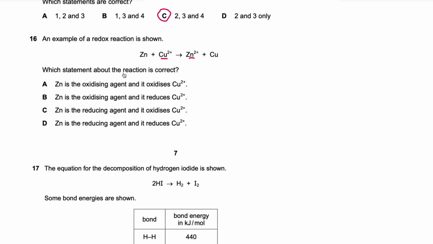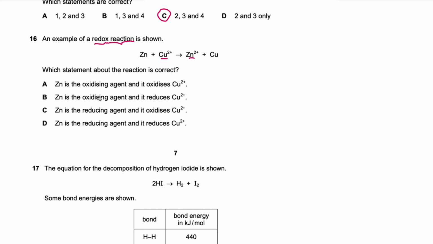Which statement about the reaction is correct? Redox means a reduction and oxidation reaction. That's the meaning of redox. Now, zinc is the oxidizing agent and it oxidizes to copper. No, I think that's far from it, right? To start with, zinc is not an oxidizing agent.